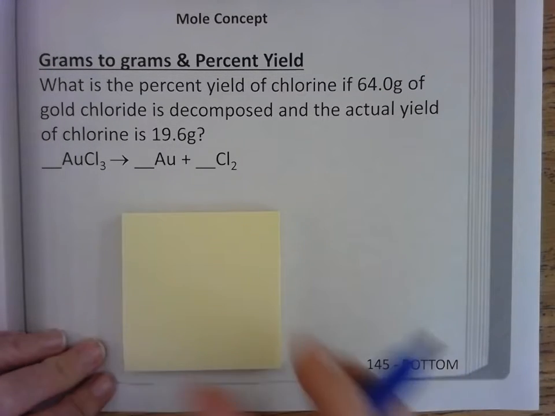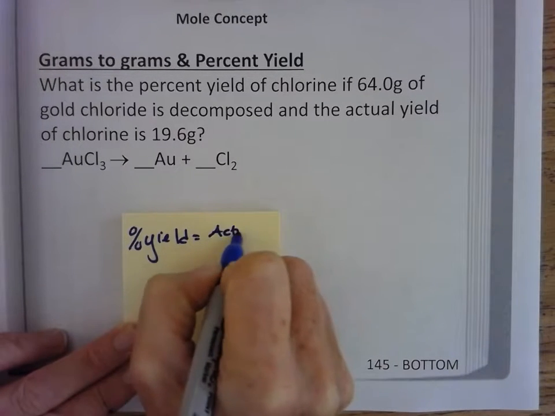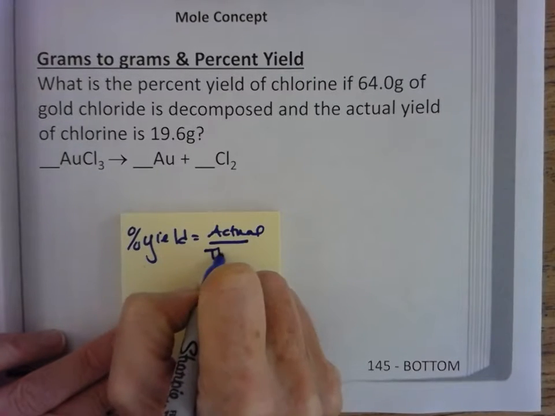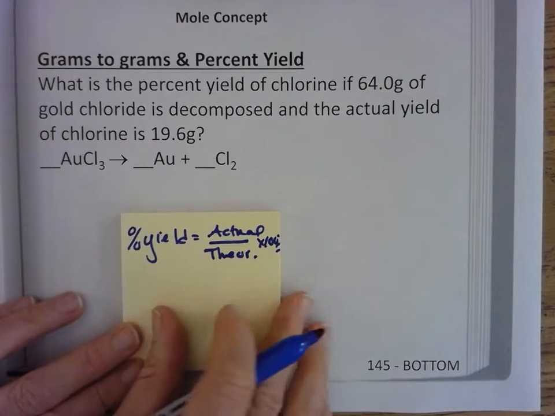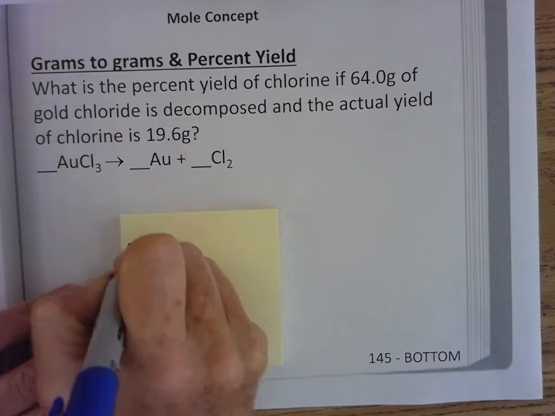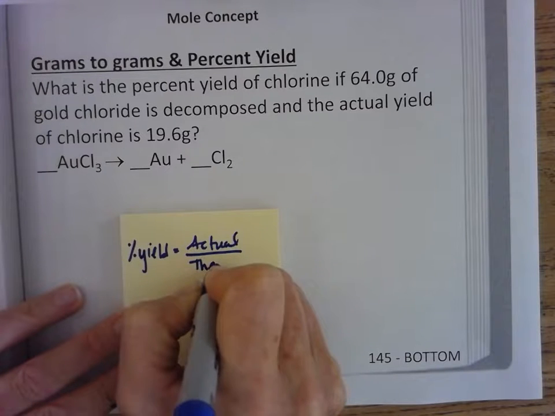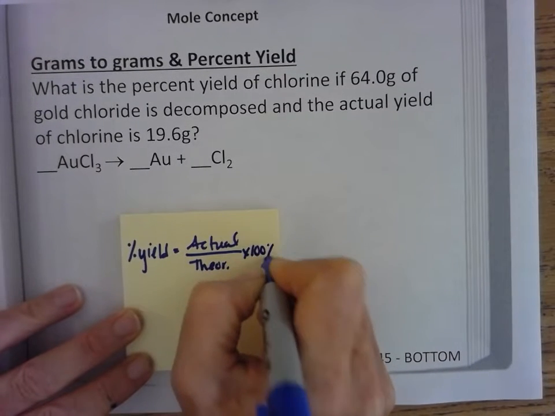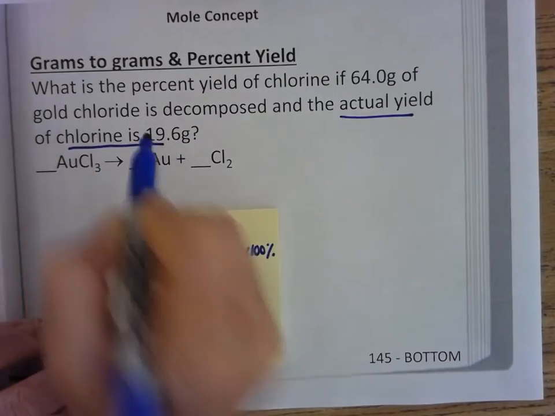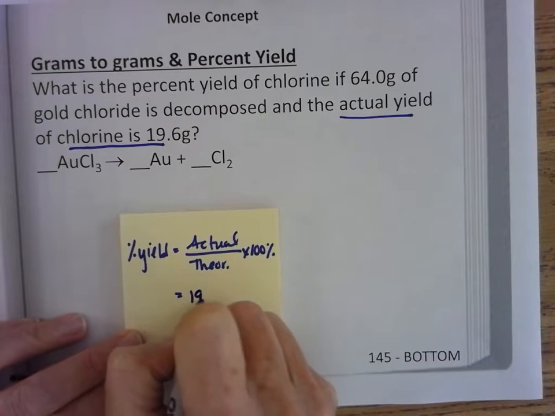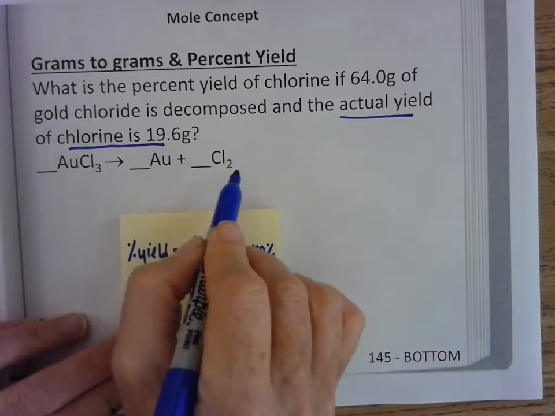Right, so my percent yield is actual or experimental divided by theoretical times 100%. Percent yield is equal to actual divided by theoretical times 100%. They're telling me that the actual yield is 19.6 grams of chlorine. That is not chlorine; Cl2 is chlorine.